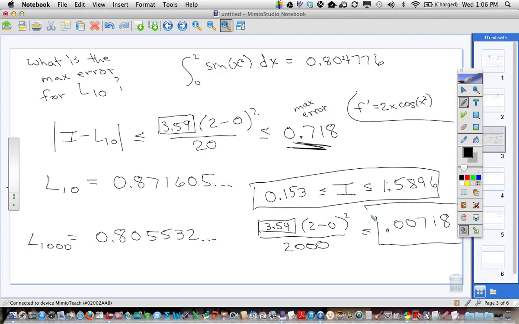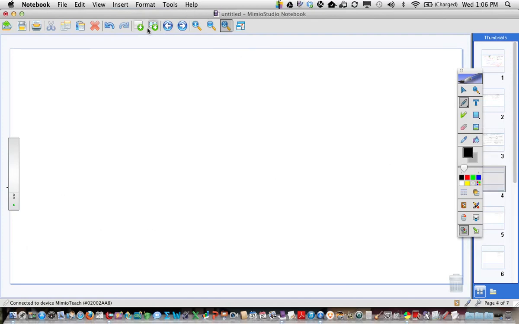It's a guarantee that you have at least that many. But you might have more. Okay? Now, here's the part that gets cool when it comes to what your calculator does.